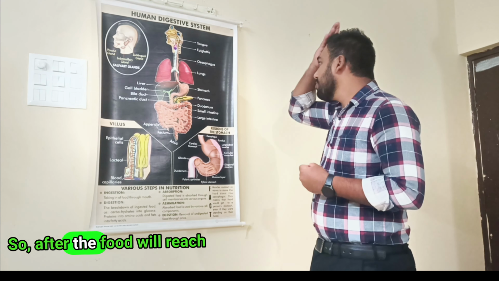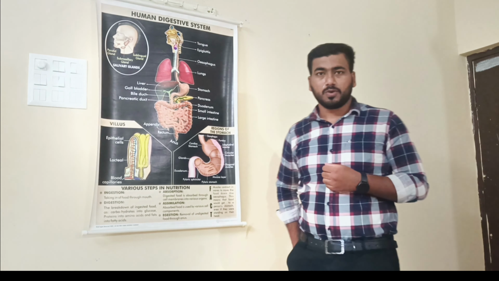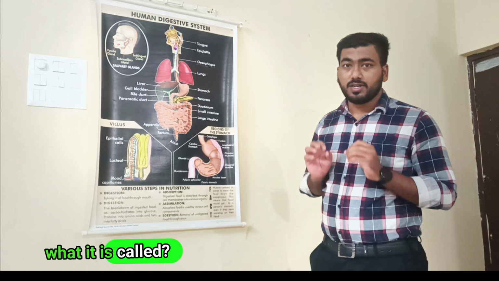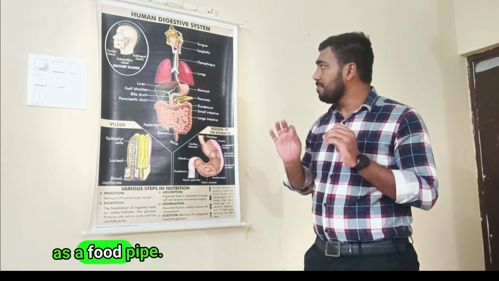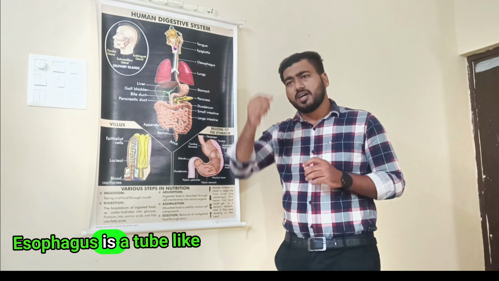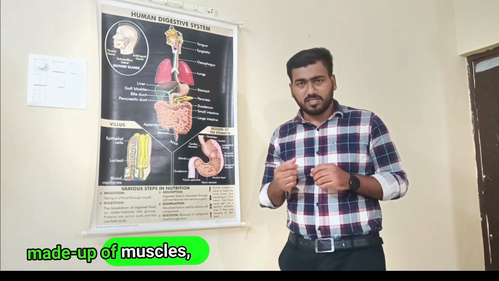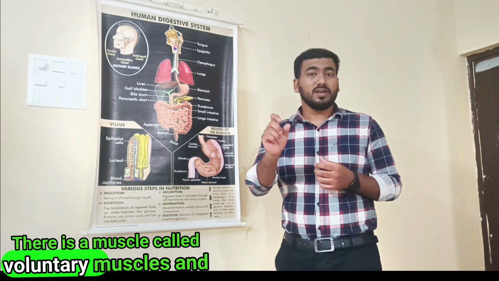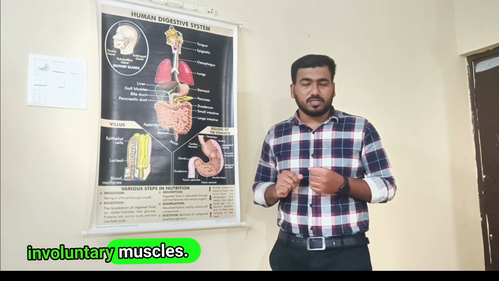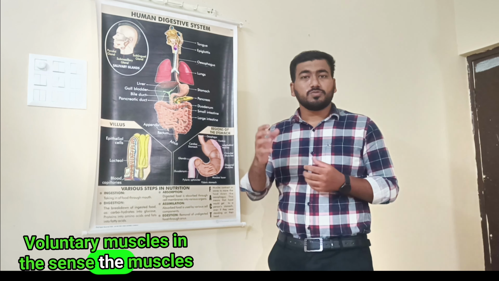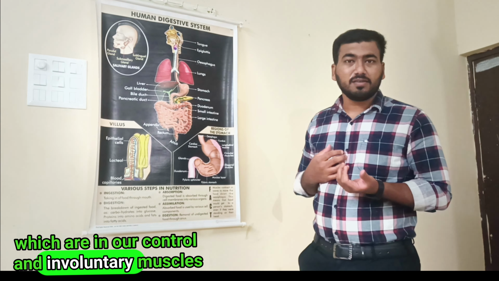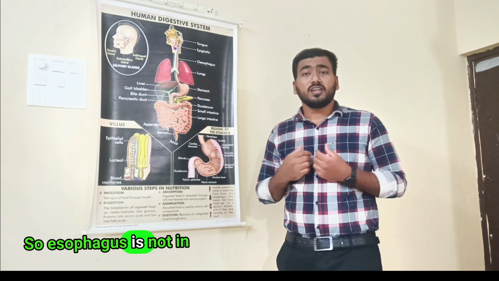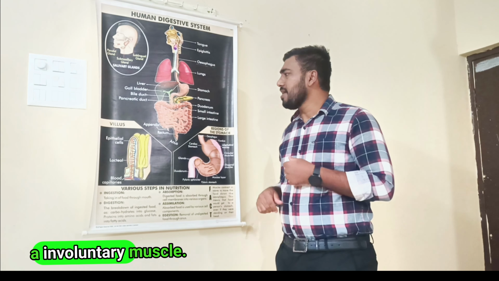After that, the food will reach the esophagus. Esophagus is also called the food pipe. It is a tube-like structure made up of involuntary muscles, which are not in our control. There are voluntary muscles and involuntary muscles. Voluntary muscles are the muscles which are in our control, and involuntary muscles are the muscles which are not in our control. So the esophagus is an involuntary muscle.